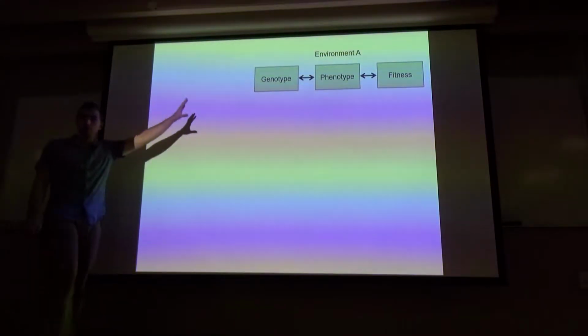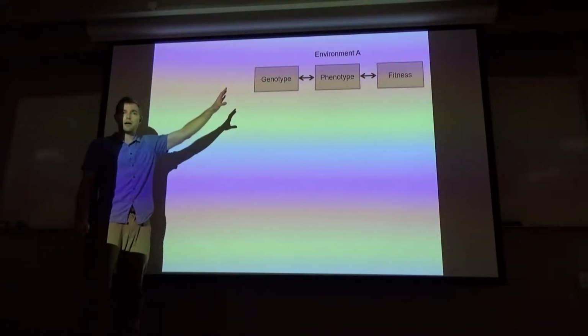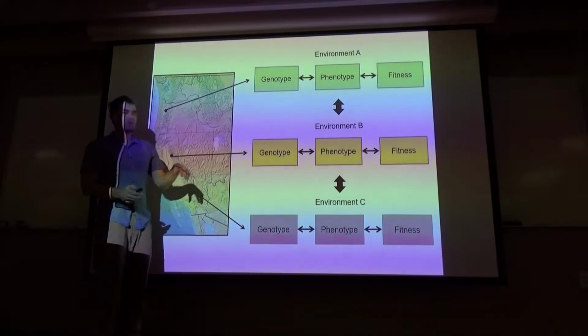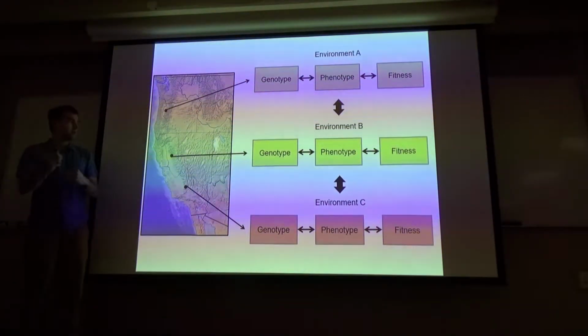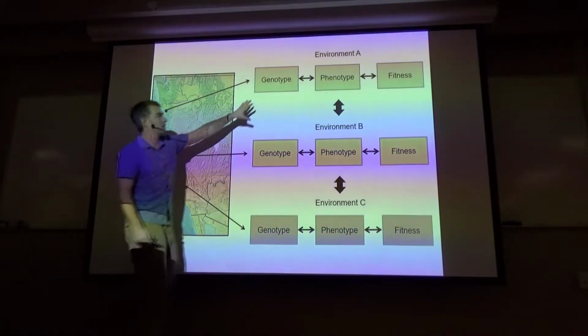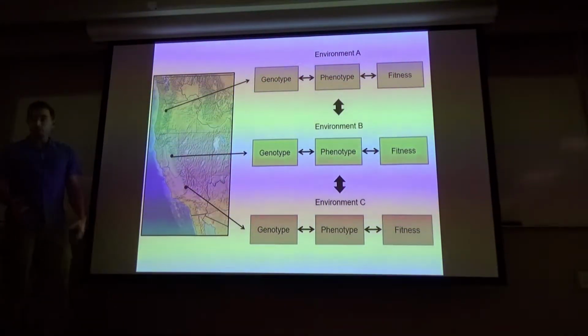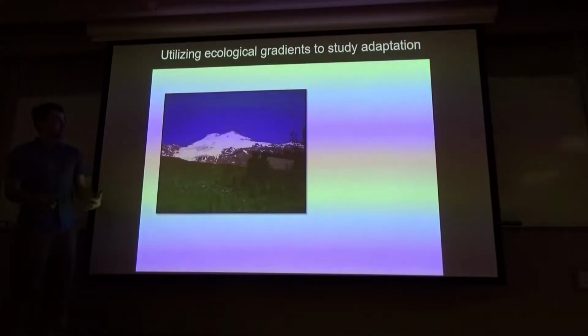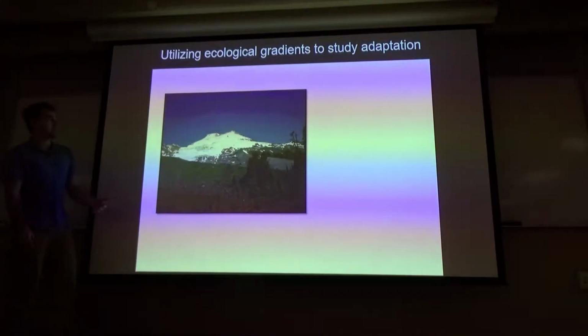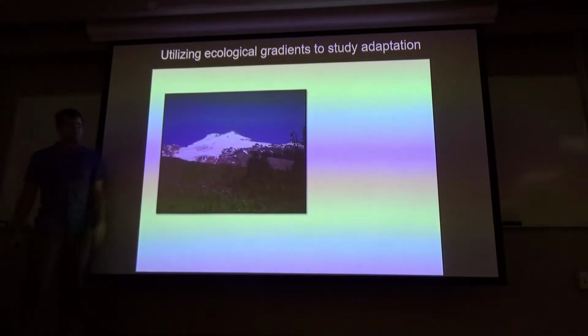When I was telling you about the reciprocal transplant experiments, we were talking about looking at how two different populations actually occur over a gradient. So really we're thinking about these different transitions in multiple different environments. One of the ways we can simplify this a little bit is by using environmental gradients to study this adaptation, such as this mountainside right here.